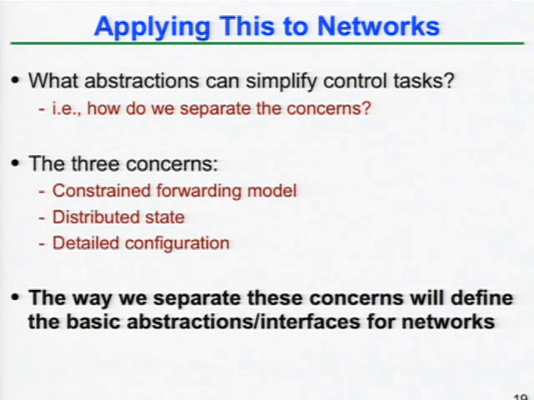So what we need to do is define some abstractions to help us simplify how we think about control tasks. And so the three concerns that I listed are this constrained forwarding model, distributed state, and detailed configuration. Now, the way we define these abstractions, the way we separate these concerns, is going to define the fundamental abstractions of networking. Okay? So these are important decisions to make, because this is what all networks will be built around.